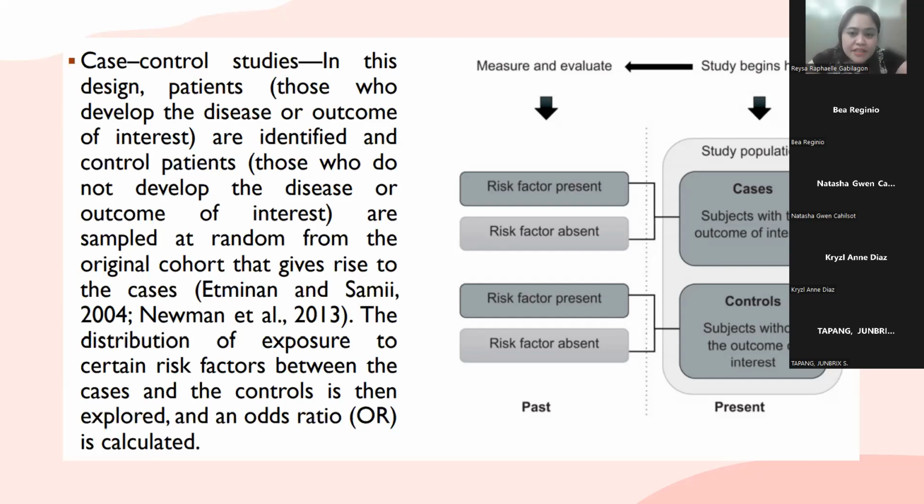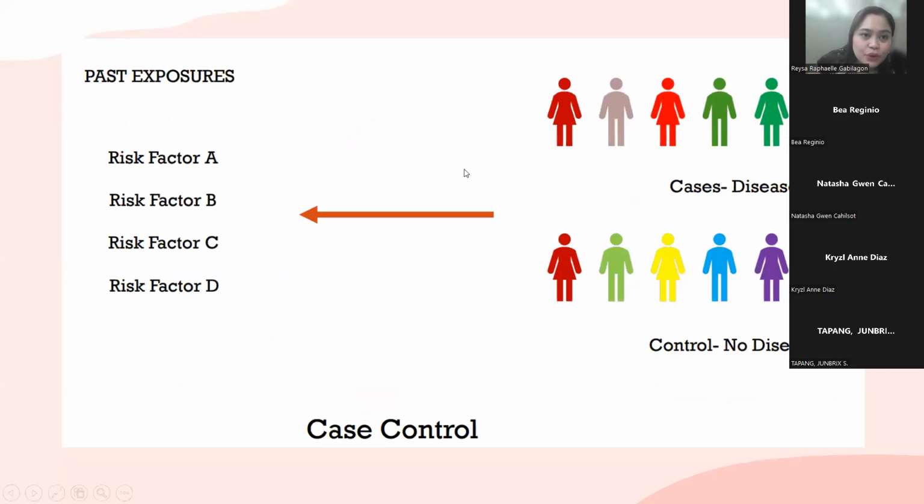So, pag present yung risk factor, check natin. And then absent kung wala. Tapos, i-check natin at the end, ilang percent yung merong ganitong risk factor. And then we will have a conclusion afterwards whether that risk factor is really a risk factor or is really associated with the outcome of interest. Okay, so again, this is called a case control study.